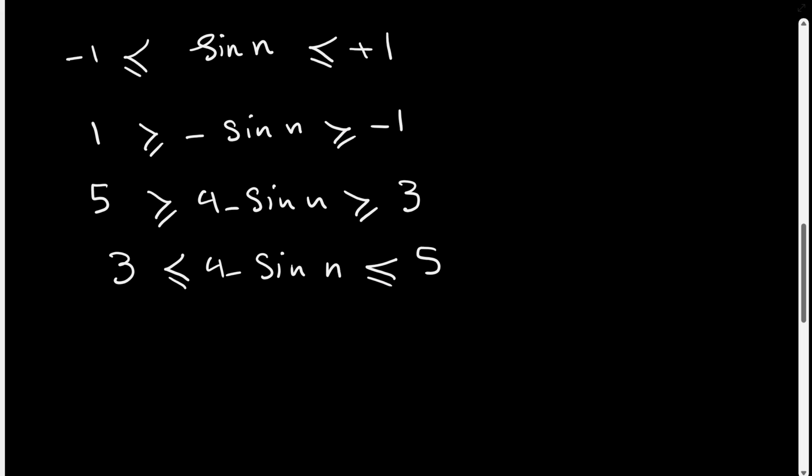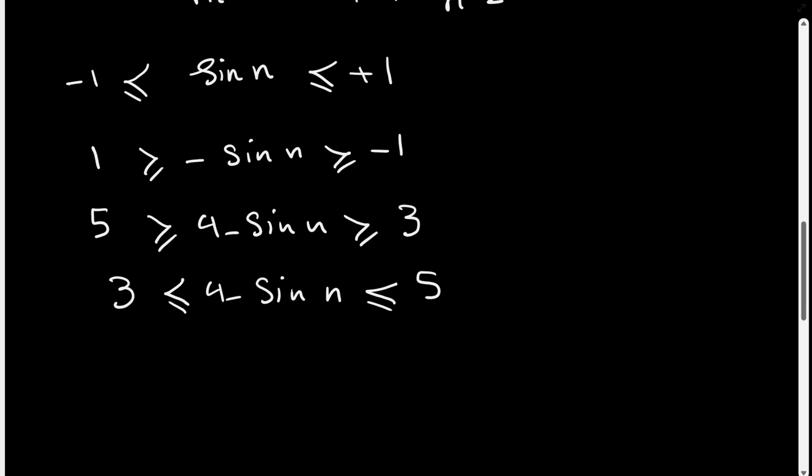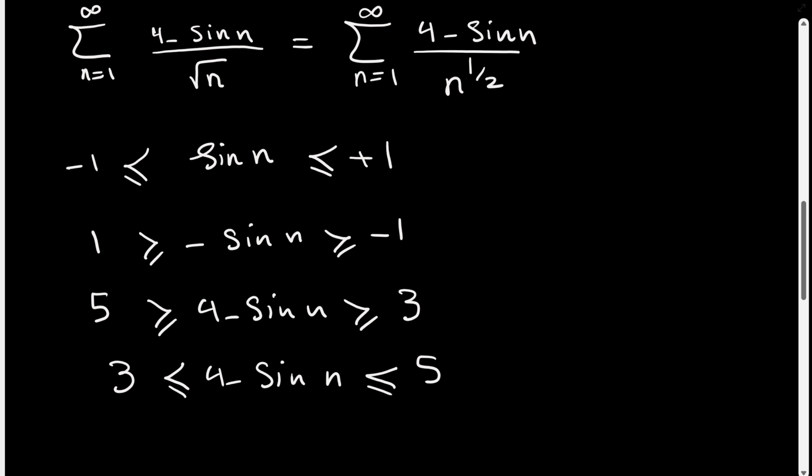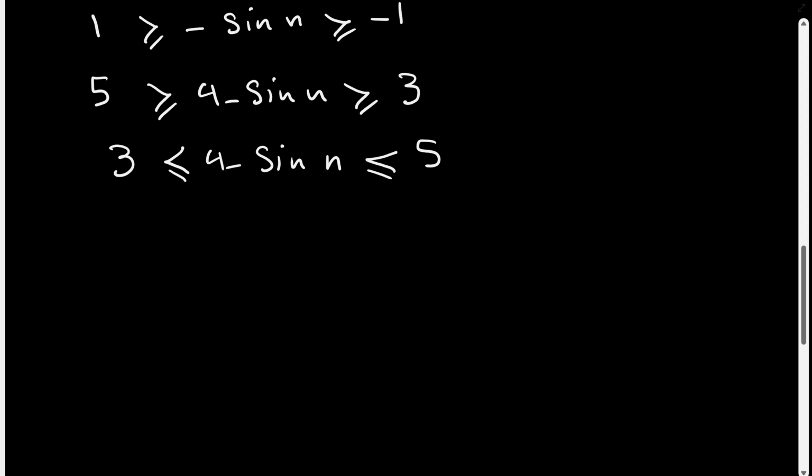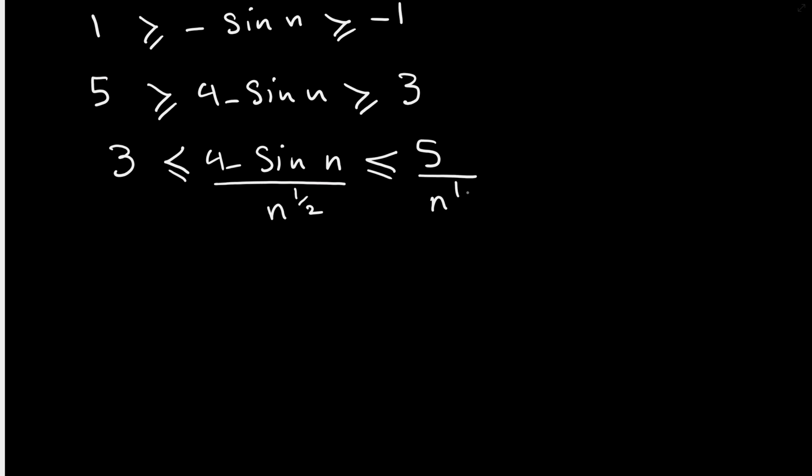So it always is less than 5. It's between 3 and 5. I need 4 minus sine of n divided by n to power 1 half. N to power 1 half, because n starts from 1 and goes to positive infinity, is positive. Maybe it's not one constant, but for each n, it is a specific positive constant. So I'm able to divide all sides by n to power 1 half.